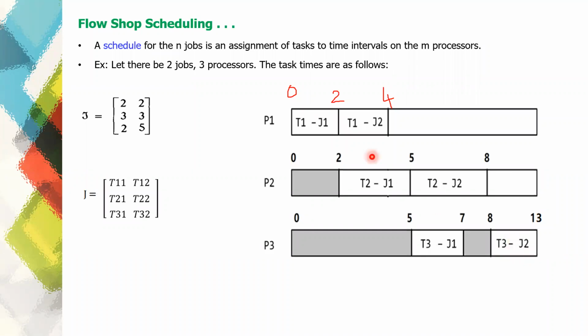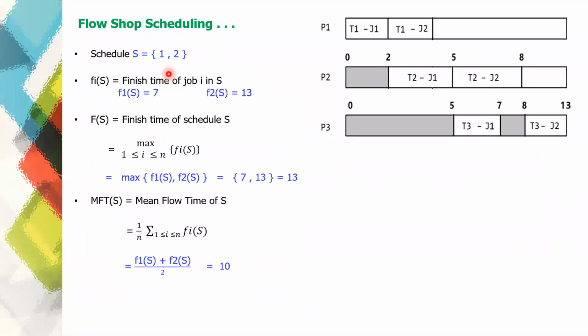So finally, the two given jobs are getting finished at the 13th time point. The first job is getting finished at the 7th time unit. The second job is getting finished at the 13th time unit. So if I see here, this was my schedule. The schedule was 1, 2. That is, the order of job execution is job 1 will be executed first, then job 2.